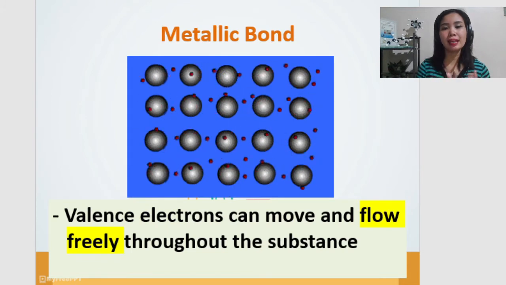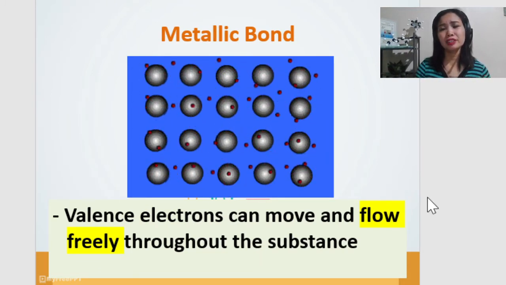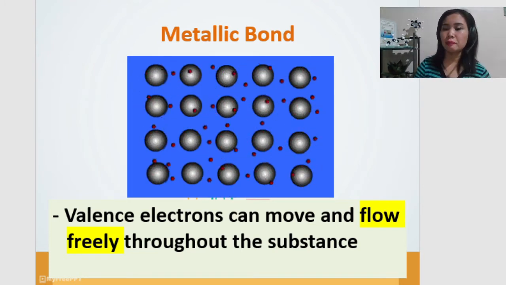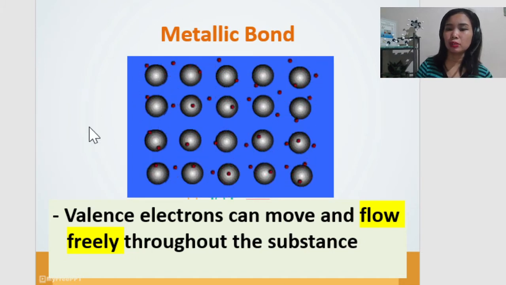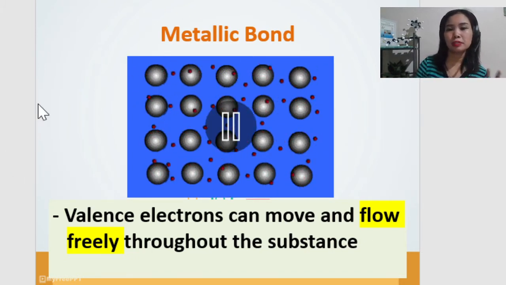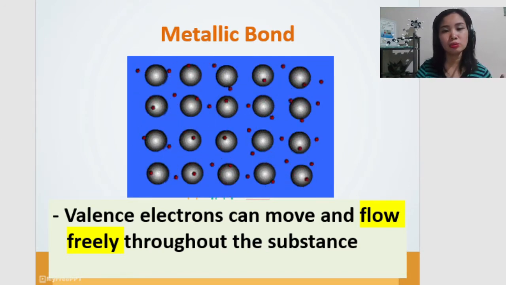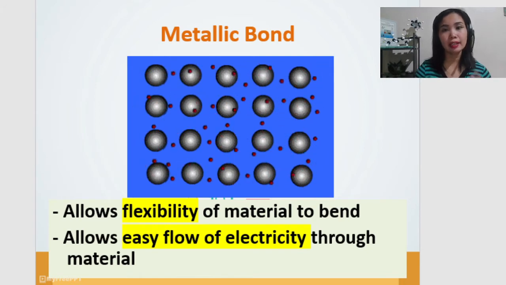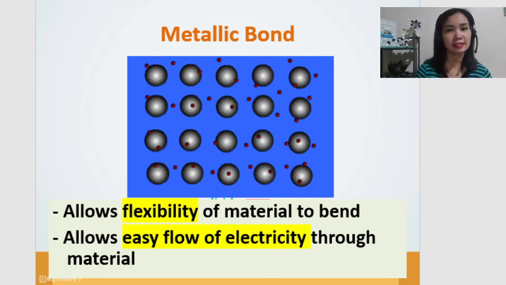Then, the valence electrons can move and flow freely. So, you can see in our picture the small particles there, represented by electrons. They move in any way, with no particular motion. They are free to move. And it allows flexibility of the material to bend and easy flow of electricity.